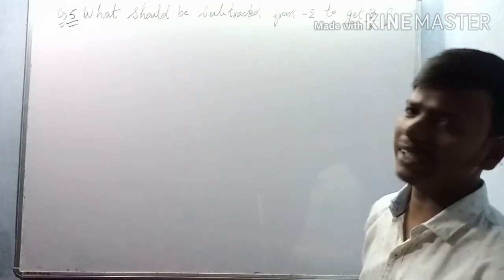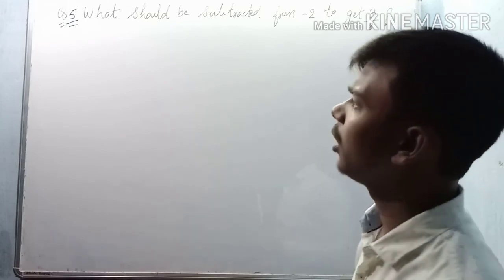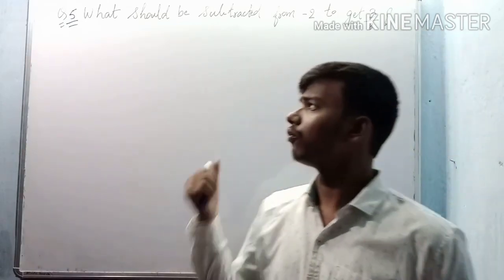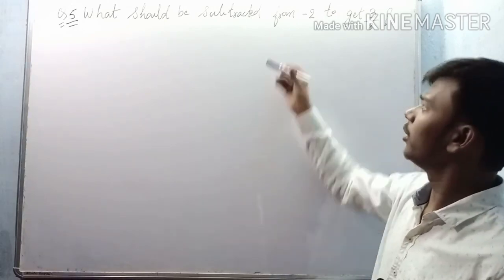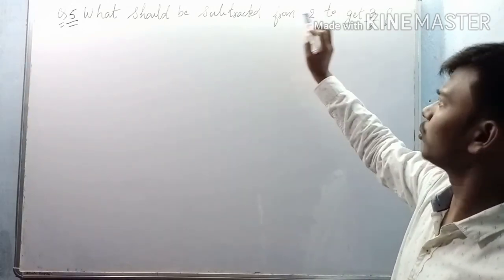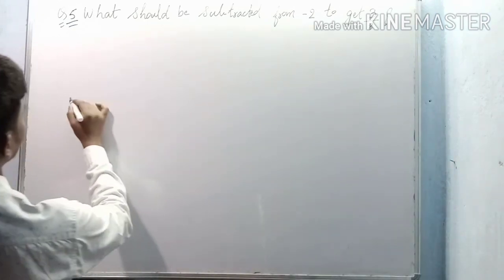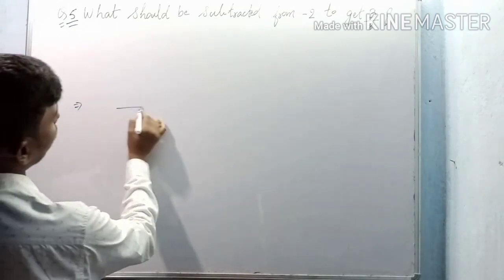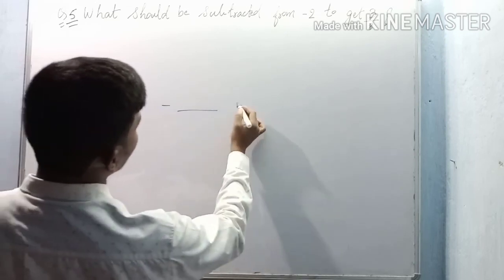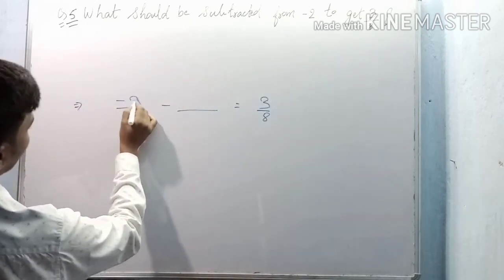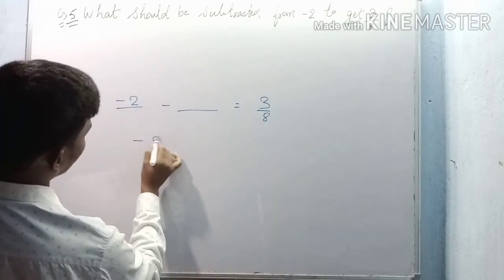The question is as simple as the previous question. The question is saying: what should be subtracted from what? What should be subtracted from minus 2 to get 3 by 8? Very simple. Subtraction is being done to get 3 by 8. What should be subtracted from what? From minus 2 we have to subtract. Simple, as earlier we have done.